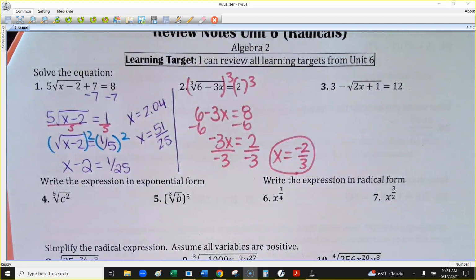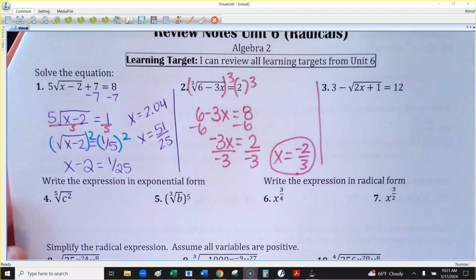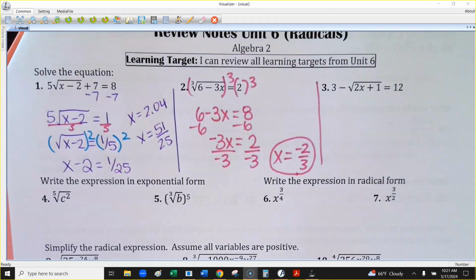All right, what do you want to do first? The next one's a square root again. What should I do first on number 3? Wow, don't everyone volunteer at once. What should I do first?